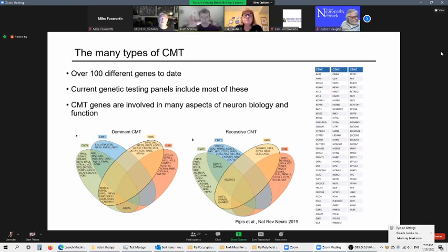But what we know when we look at this list of genes is that there are certain pathways that keep popping up that seem to be really important for nerve health.